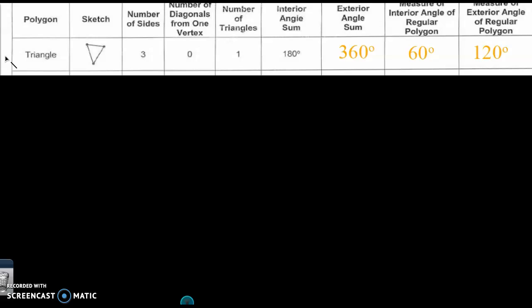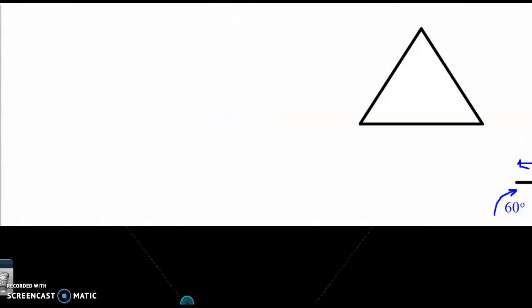Today we're starting polygons, and if you take a look at our first page here, we have a triangle. It's got three sides. I'll talk about diagonals in a second. And we know that the interior angle sum is 180. The exterior angle sum always adds up to 360. The inside angle will be 60 and 120, and I'll show you what I mean by that.